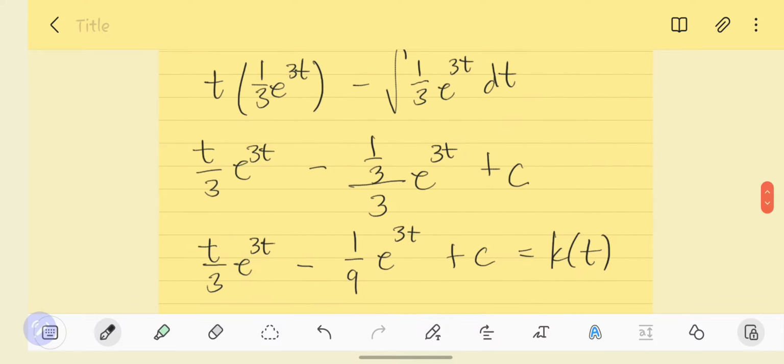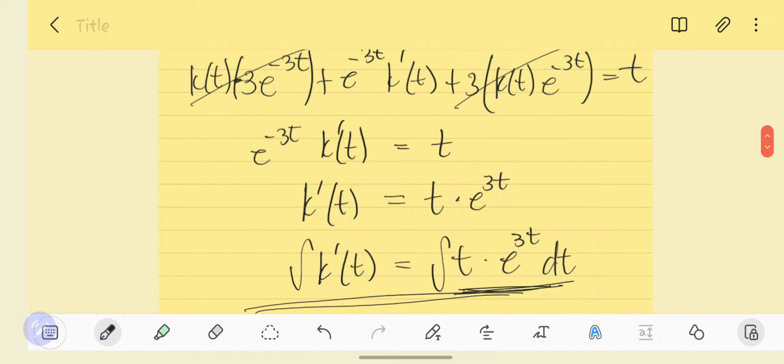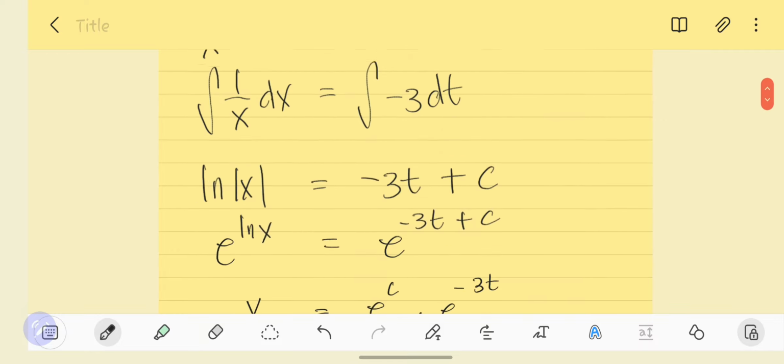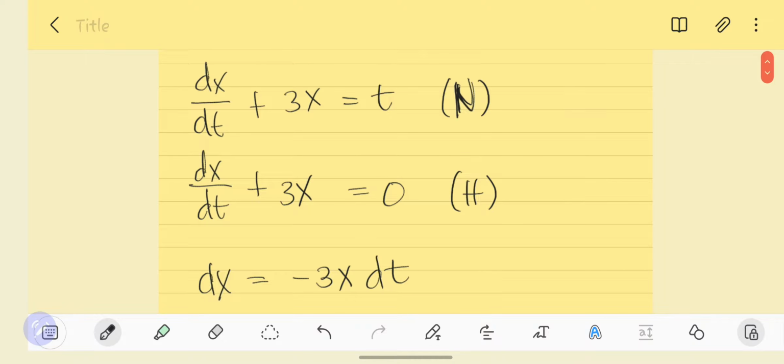But before that, we will try to recap. Our equation is dx over dt plus 3x is equal to t. That is a non-homogeneous equation, so we'll try to make it a homogeneous equation, which we will equate to 0. So, dx over dt plus 3x is equal to 0.